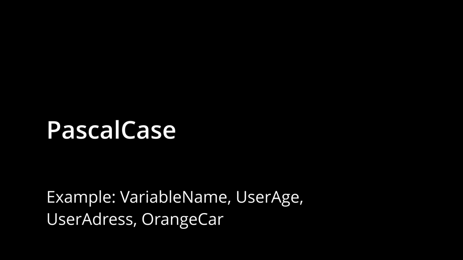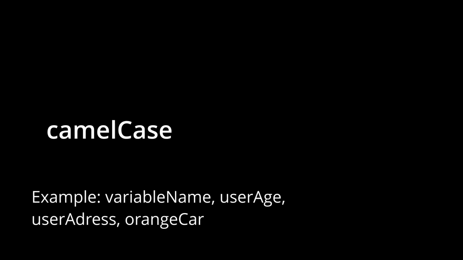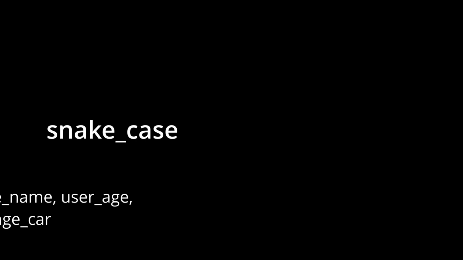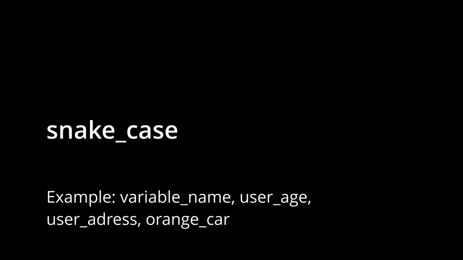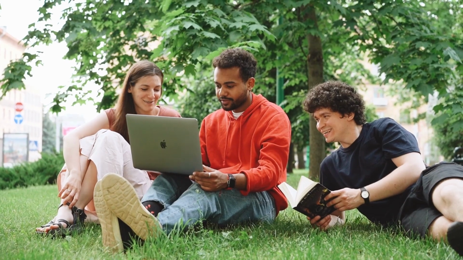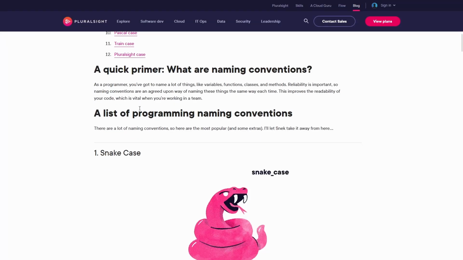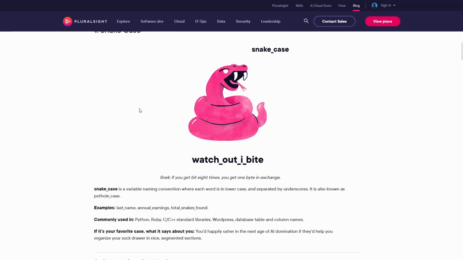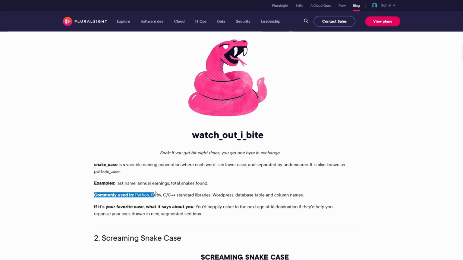Pascal case, where the first letter of each word is capitalized, like VariableName. Camel case, similar to Pascal case, but the first letter is lowercase, like variableName. Snake case, all words are in lowercase and separated by underscores, like variable underscore name. This is the standard naming convention in Python, widely adopted by the Python community. While different languages and communities might prefer different conventions, in Python, snake case is the recommended style. Respecting naming conventions makes your code more readable and consistent with the wider Python community.